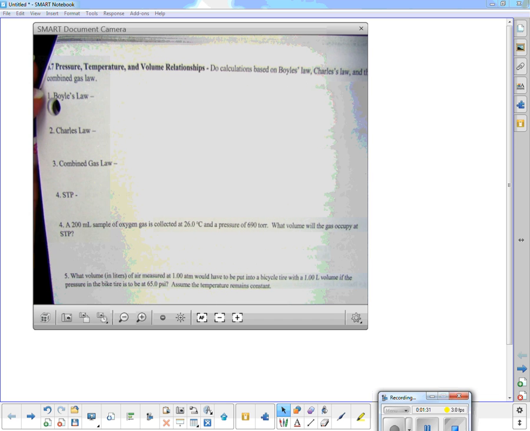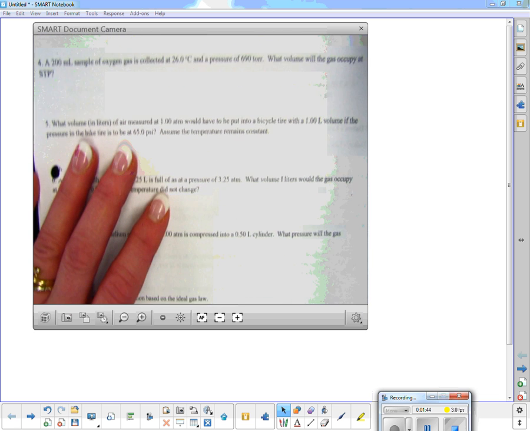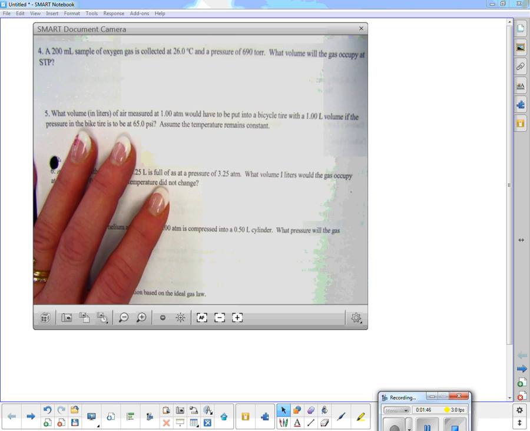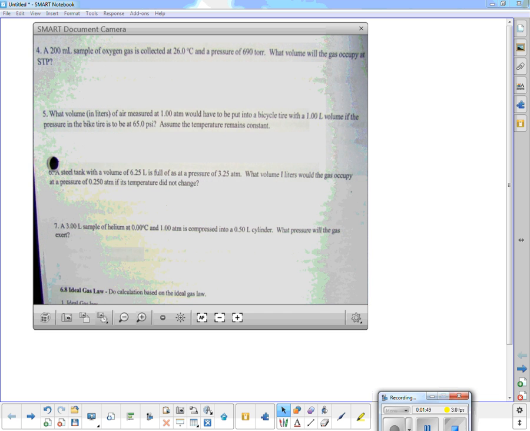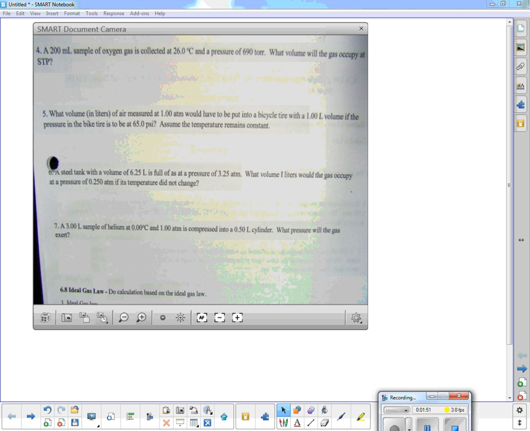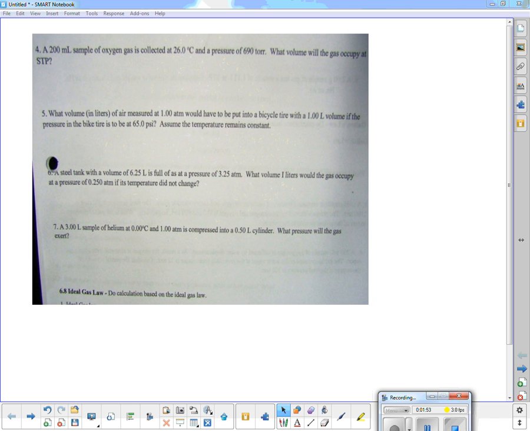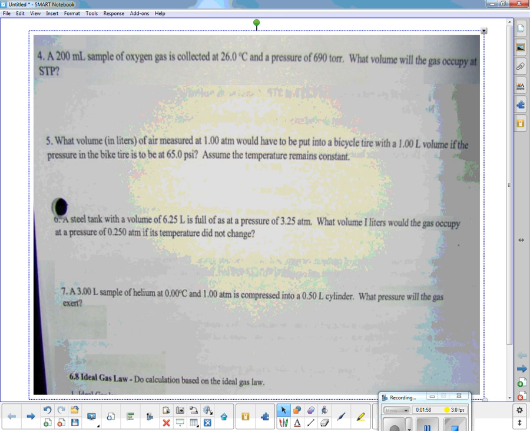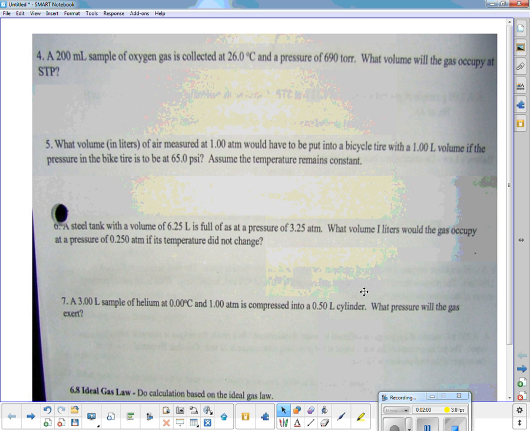I would put Boyle's law and Charles' law and the combined gas law and the ideal gas law and what is STP and what's the conversion between atmospheres and torr, and I would put those all on my card. Then I gave you a couple of problems to try, and I'm going to do one of these with you because I did one last period. And so which one would you like me to do? 4, 5, 6, or 7? 6. Okay. So we're going to do 6.